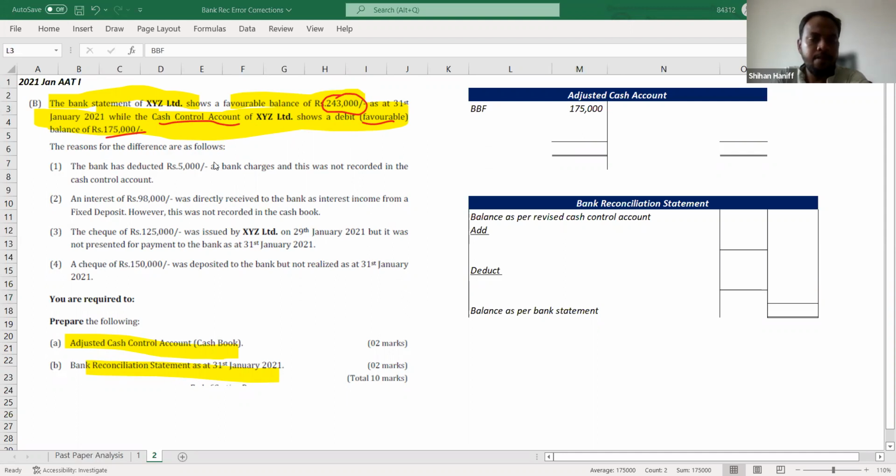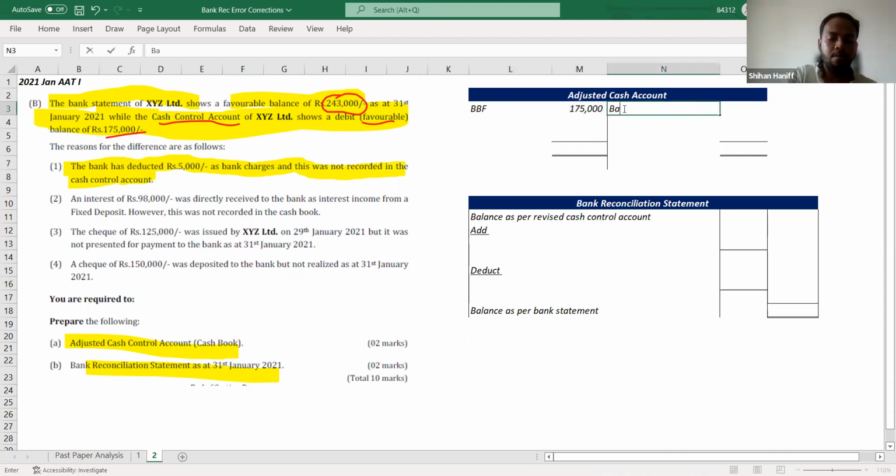The reasons for the differences are as follows. The bank has deducted 5,000 as bank charges, and this was not recorded in the cash control account. Then what do you do? In the cash control account, we have to credit bank charges 5,000. It is an expense. It's a payment. Payment will be credited in the control account.